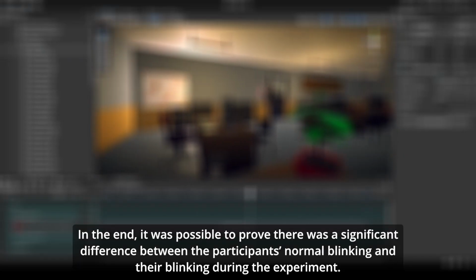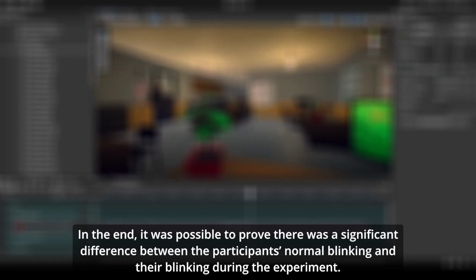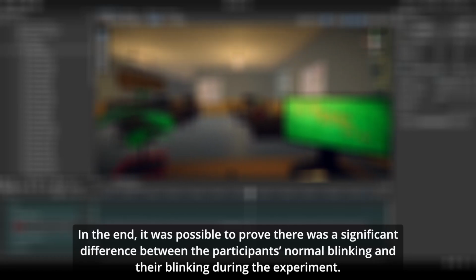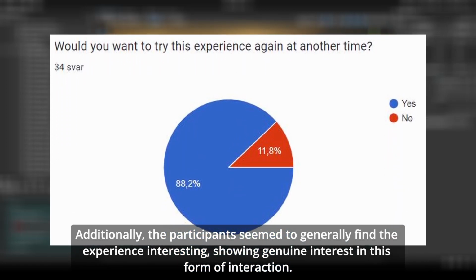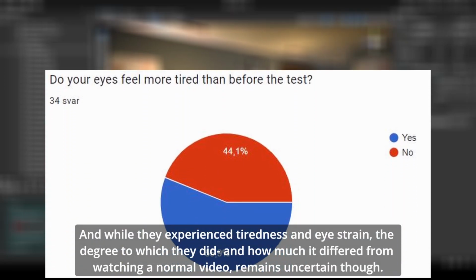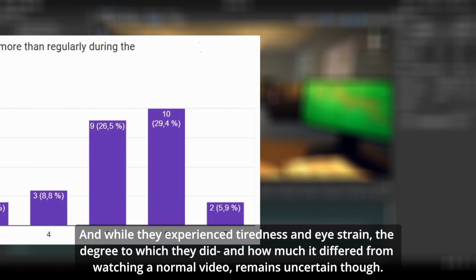In the end, it was possible to prove there was a significant difference between the participants' normal blinking and their blinking during the experiment. Additionally, the participants seemed to generally find the experience interesting, showing genuine interest in this form of interaction. And while they experienced tiredness and eye strain, the degree to which they did and how much it differed from watching a normal video remains uncertain though.